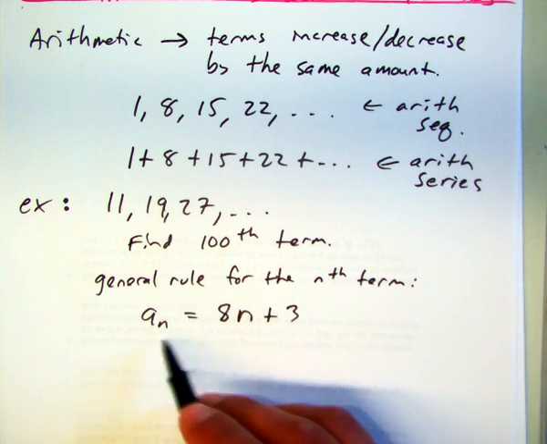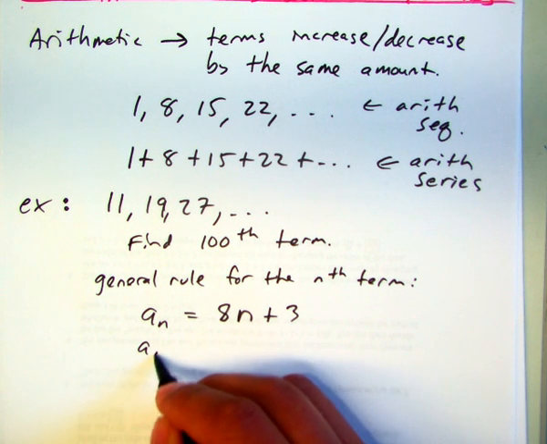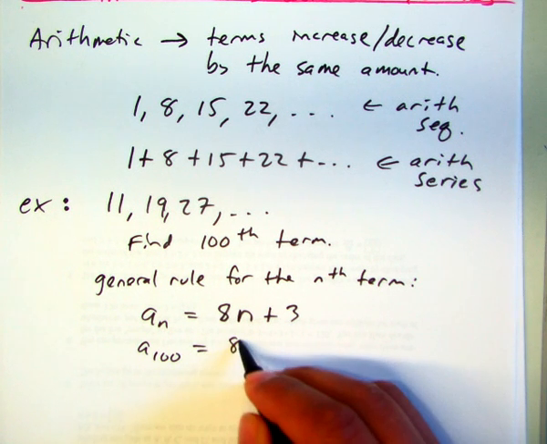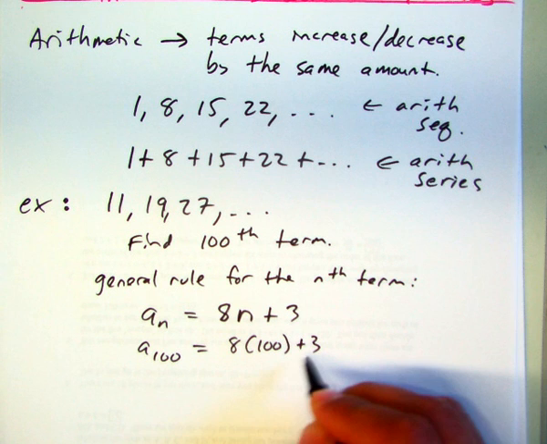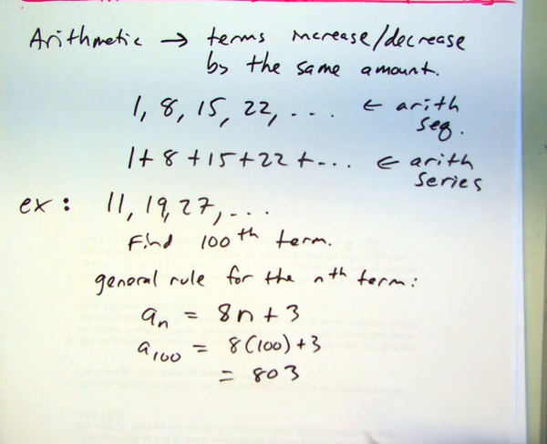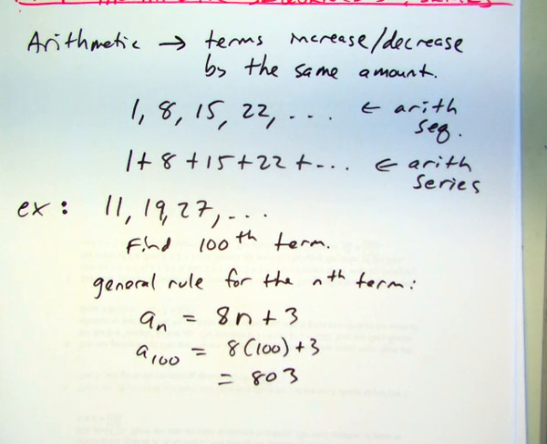And if you know what the rule is, then finding the 100th term is really easy, because you could just plug in 100 for n, and you can see that your 100th term would be 803. Okay?